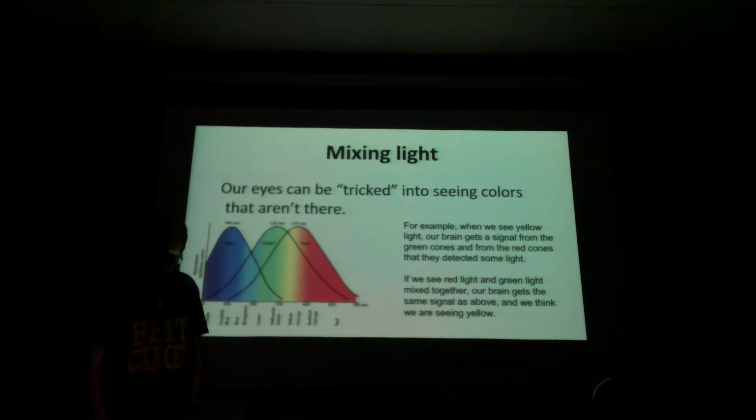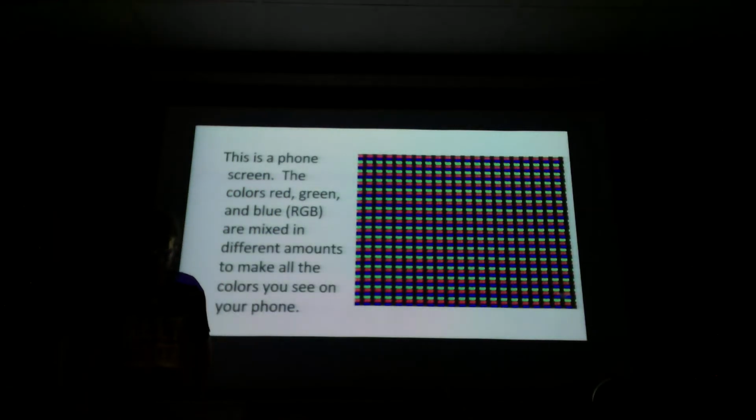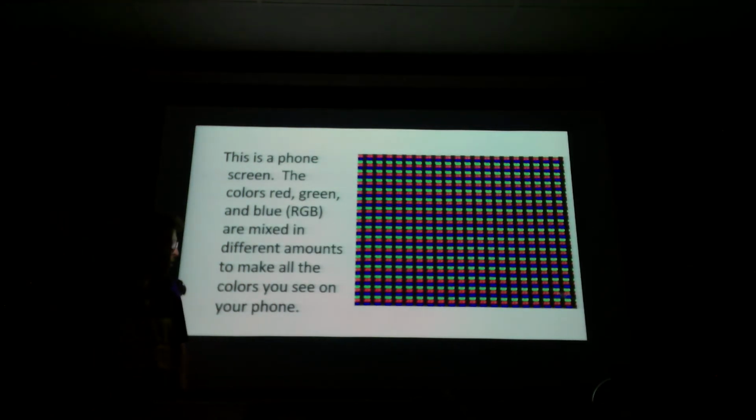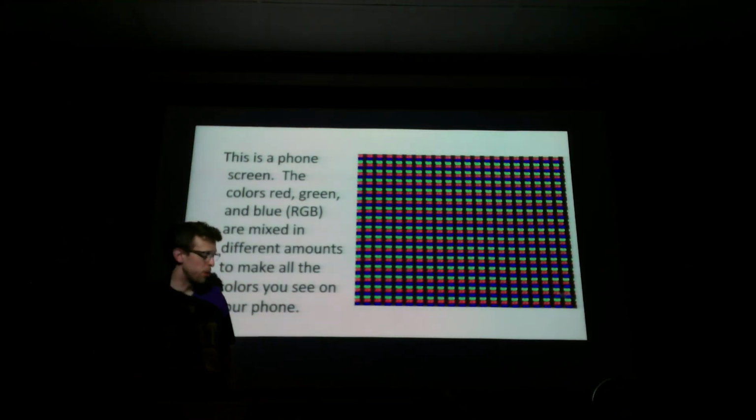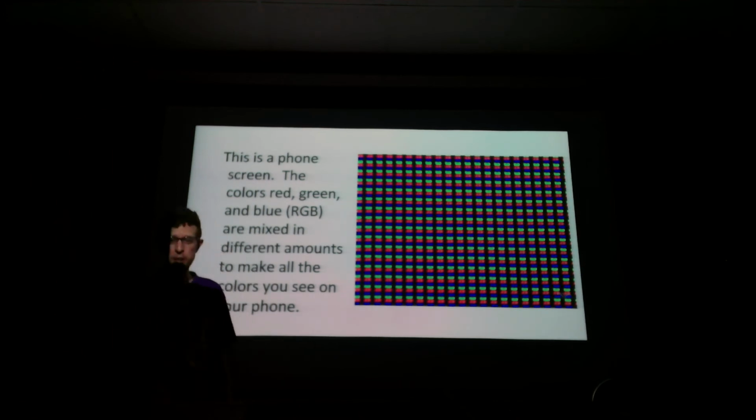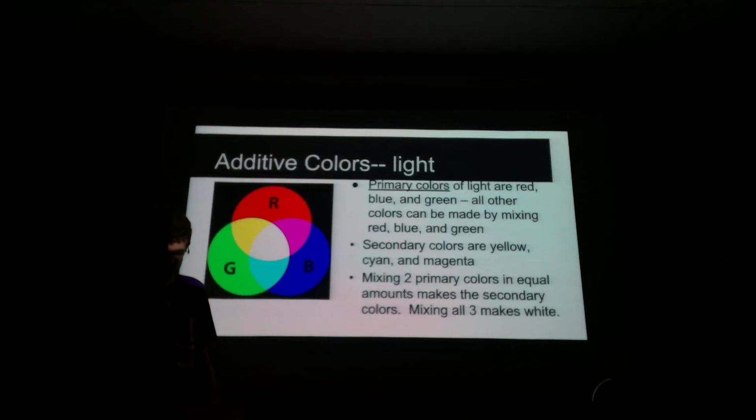All right, so mixing light, I talked through all this already, so I'm just going to skip over that. This is a zoomed in view of a cell phone screen, so you can see that there are no yellow pixels or magenta pixels or cyan pixels or pink pixels. There's only red, green, and blue. But if you mix those colors in different amounts, you can make all the other colors. So you can still see all the colors. It's not just limited to those three on your phone, even though your phone doesn't actually put out any light other than those three colors.